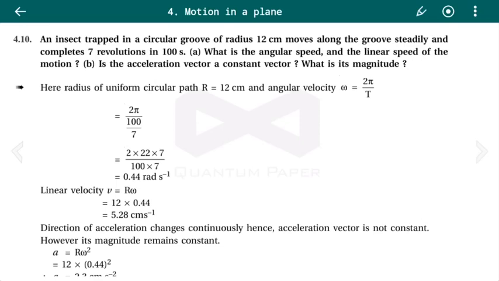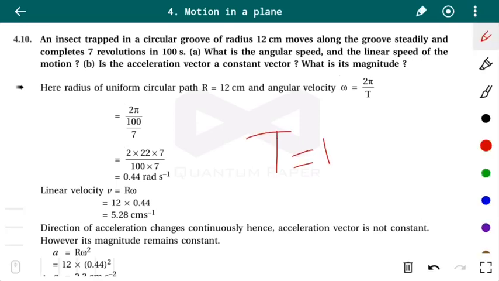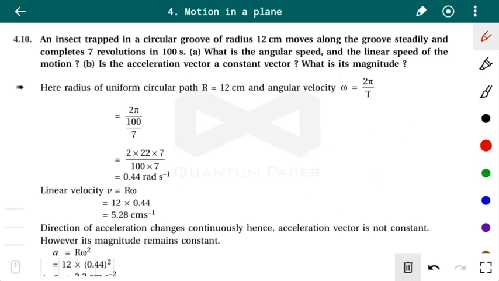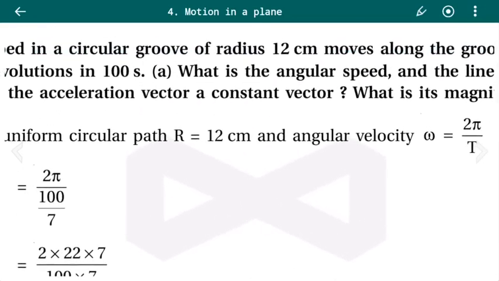So here it is the insect that is moving in a circular path, right? And the circular path has the radius 12 centimeter, and it completes the 7 revolutions in 100 seconds. That is, periodic time is given, t is equals to 100 seconds, r is equals to 12 centimeter. So here first we need to find the angular speed. So here the radius is taken as r is equals to 12 centimeter.